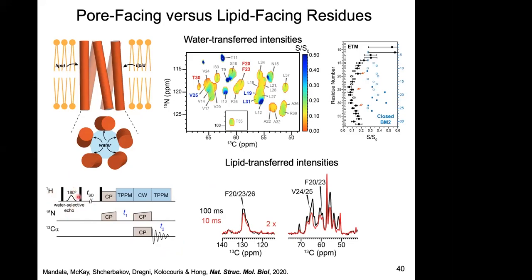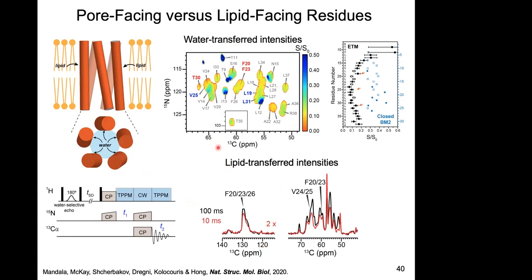You can also change this 180-degree pulse carrier to lipid proton at about 1.3 ppm. Then you will be selecting the lipid proton magnetization, get it over to the protein side, and detect it. So that would be a lipid accessible residue. So I show here the water-transferred NC correlation experiment. High intensity is shown in blue, wet, and low intensity is shown in red, dry. And since we already know the chemical shifts, I know exactly which residues are dry, which residues are wet.